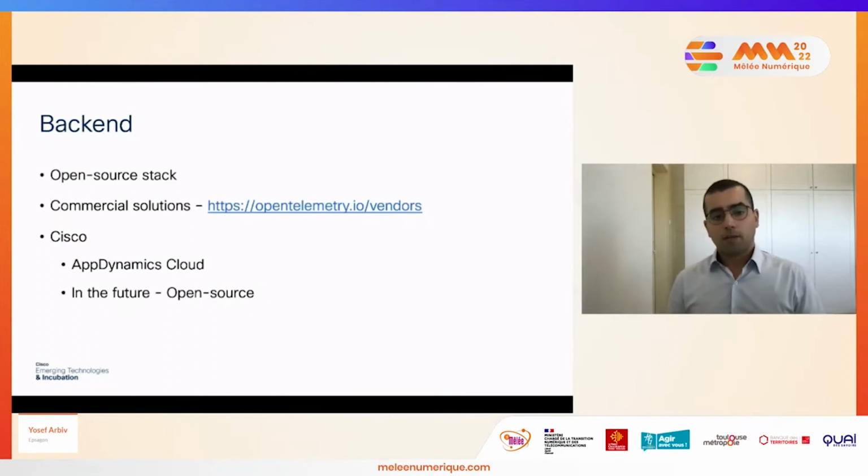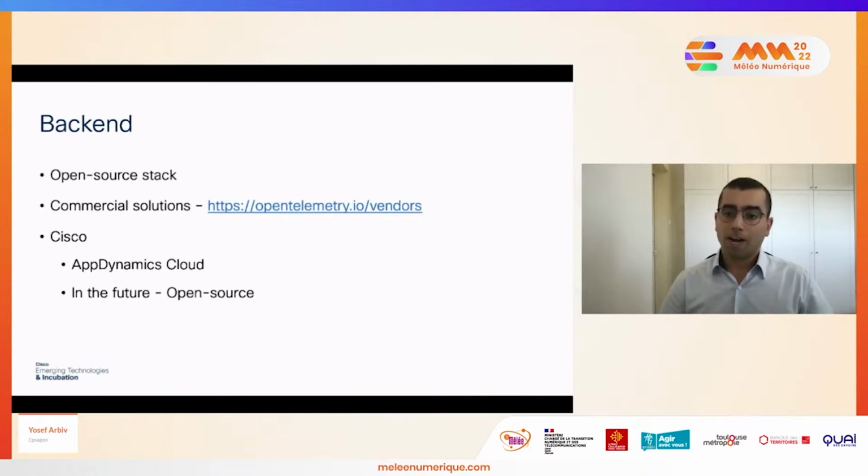Another possibility is to use some commercial solutions. You can see the list of vendors that support OpenTelemetry on the OpenTelemetry site. So you can search for different vendors. Many of them have free tiers or open source projects themselves, so you can use them as well.